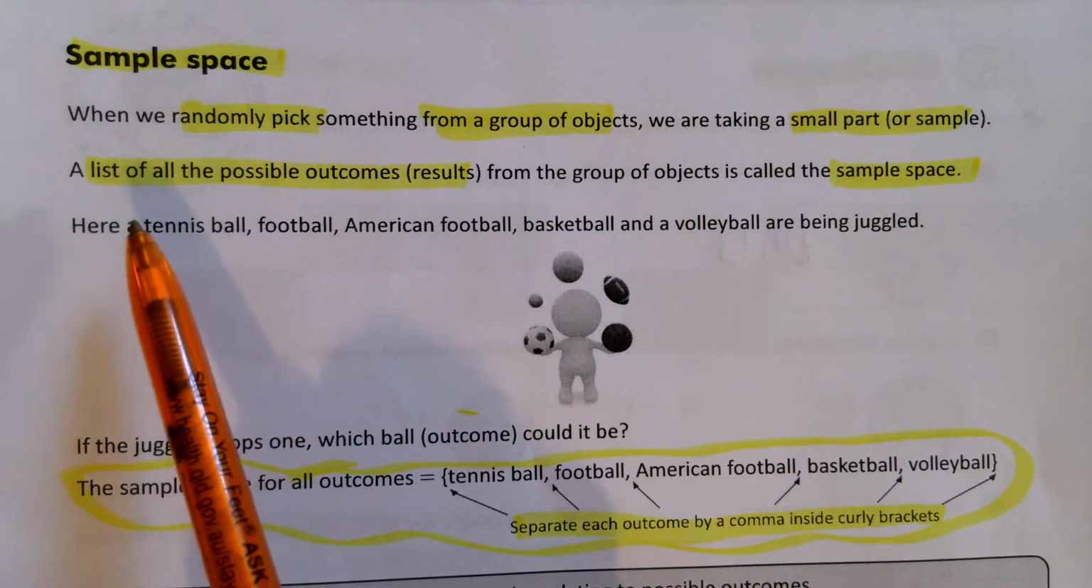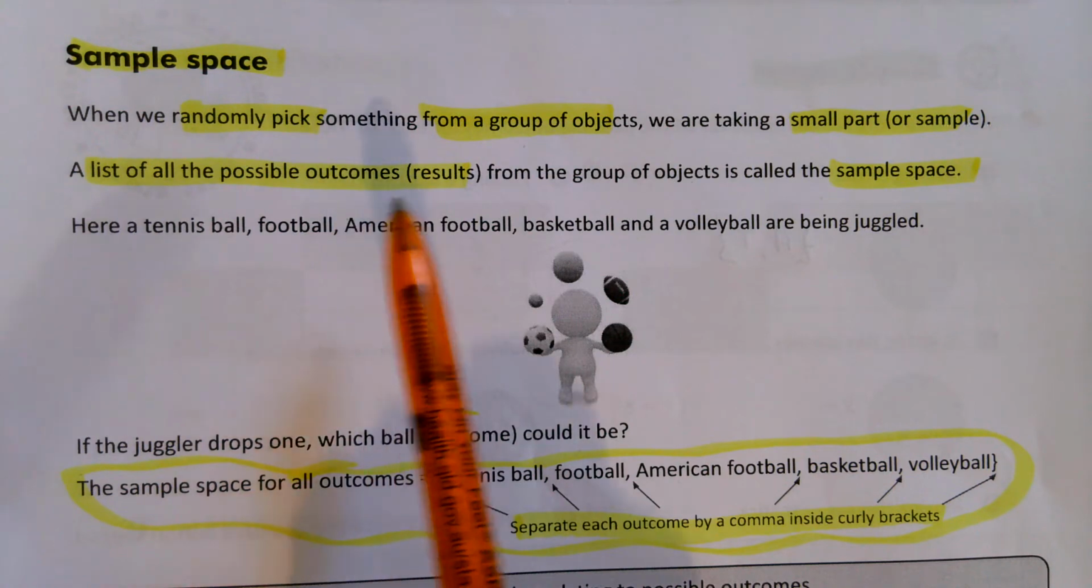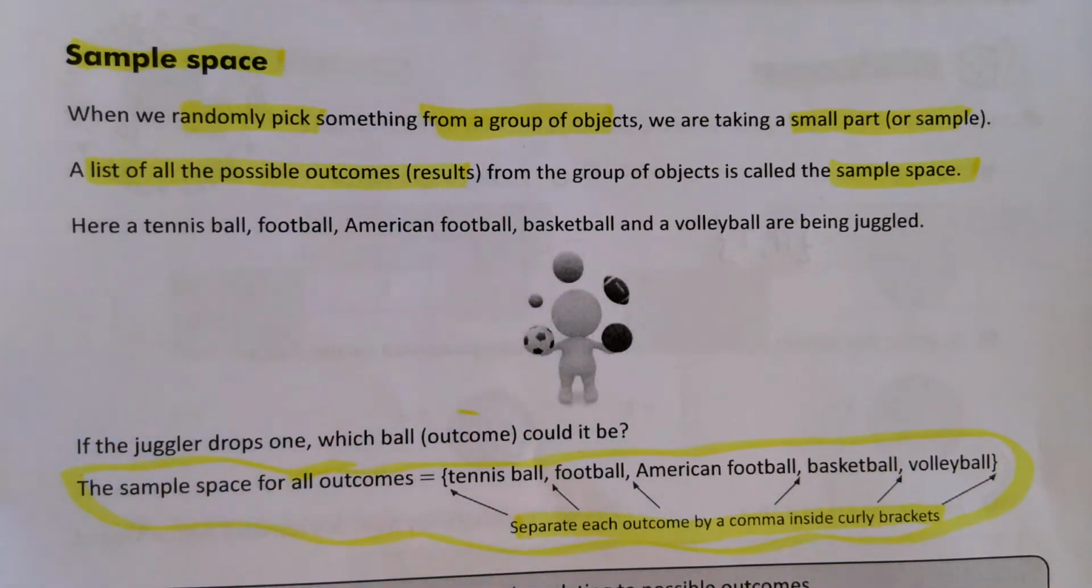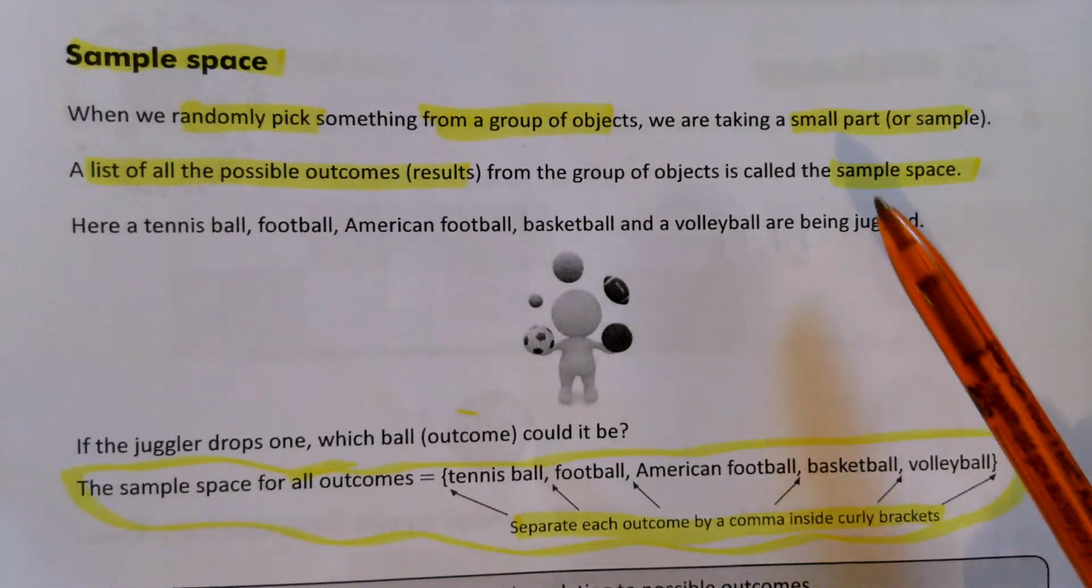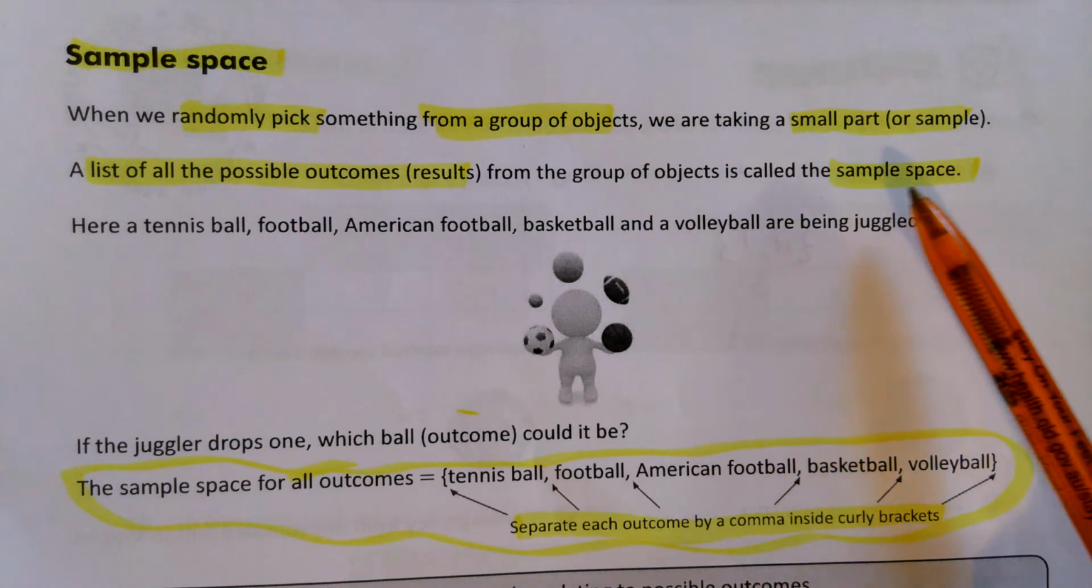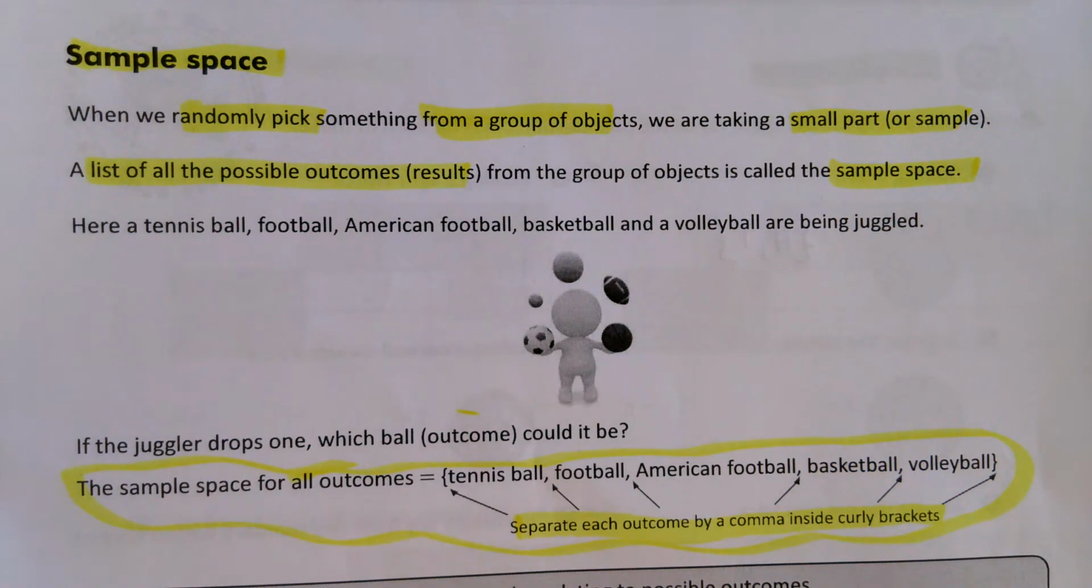We need, first of all, to list all the possible outcomes. These are called the results. And that is called the sample space. So some language for you to remember.